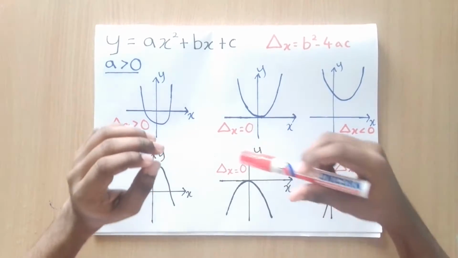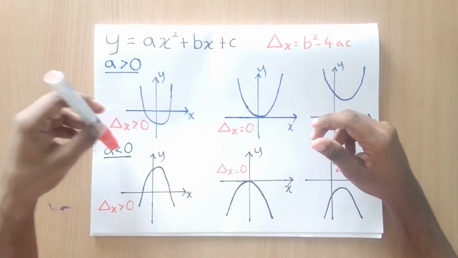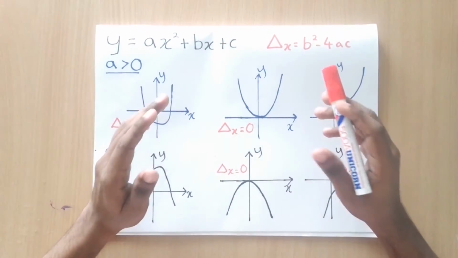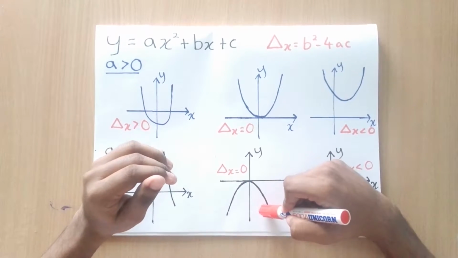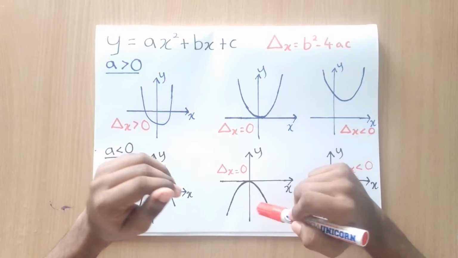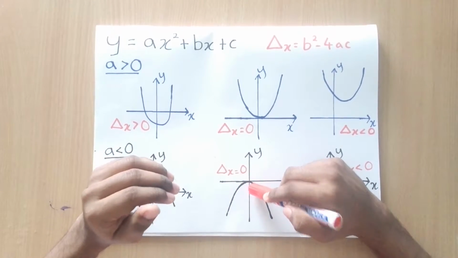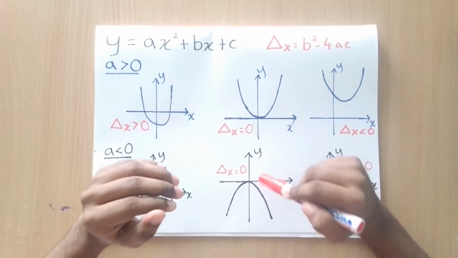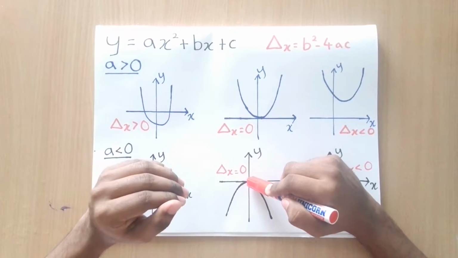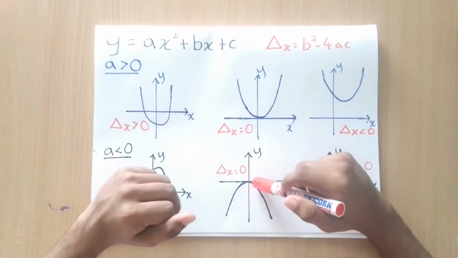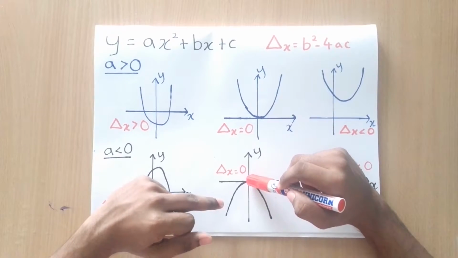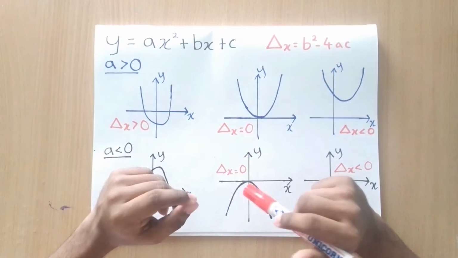When delta x equals 0 and a is less than 0, the graph will be an upside down U and just touch the x-axis. The coordinates of the maxima will be the point where the graph touches the x-axis. This gives the function just one value for x when y equals 0.